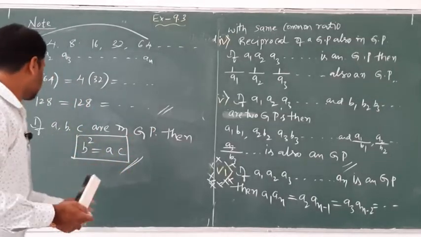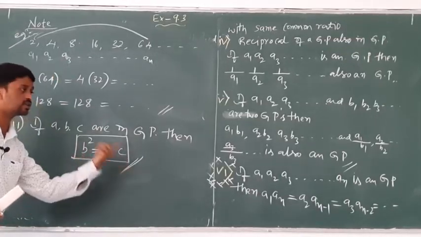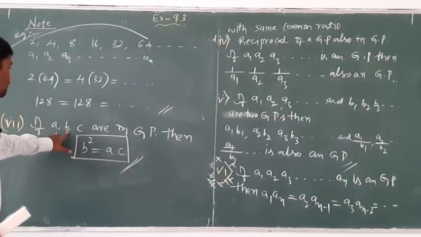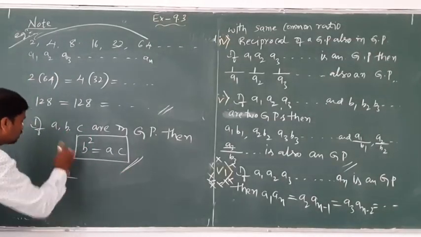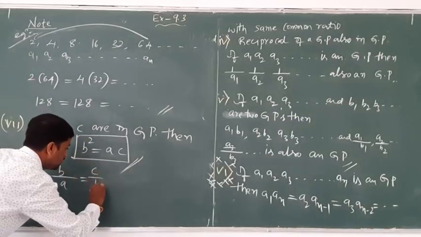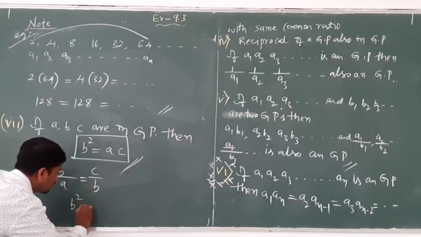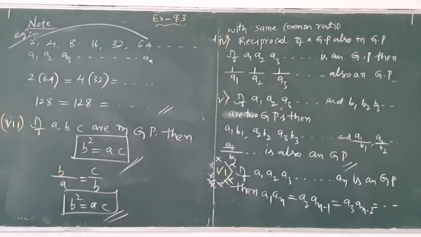How can it be proved? What is the result? How can B square equal to AC be proved? Here A, B, C: B divided by A, that is A2 divided by A1, B by A is equal to A3 divided by A2, C divided by B. Now cross multiplying, B square is equal to AC. It is one of the wonderful points, one of the very important points also.